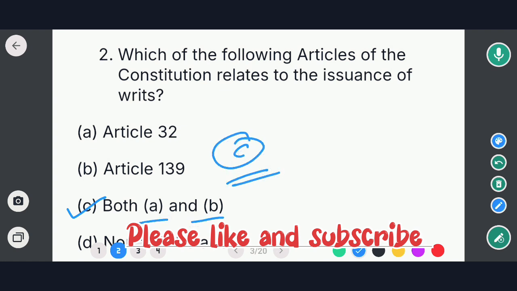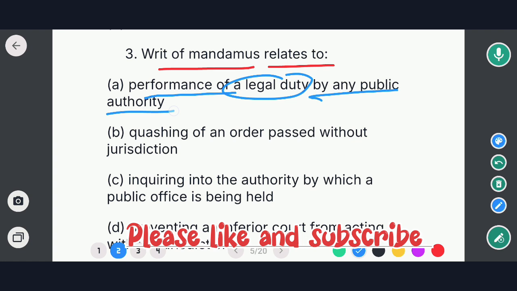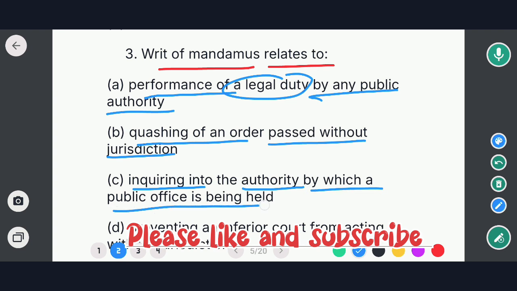So now moving to the next question. Next question, look. The question is: writ of mandamus relates to which of the following? Options are performance of legal duty by any public authority, quashing of an order passed without jurisdiction, inquiring into the authority by which a public office is being held, and preventing an inferior court from acting without jurisdiction. So in this case the correct option would be option A. That means option A would be the correct answer.